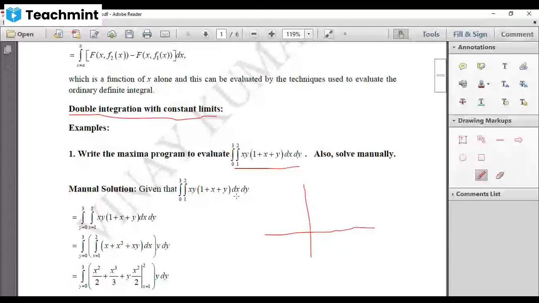First you are having dx. So you have to evaluate this function with respect to x first. That means this is the limit for x. And then you have to integrate that answer with respect to y. Therefore, this is the limit for y.